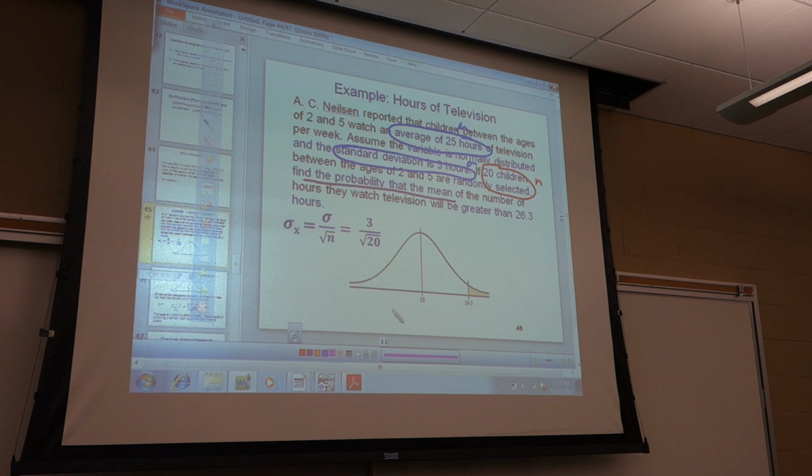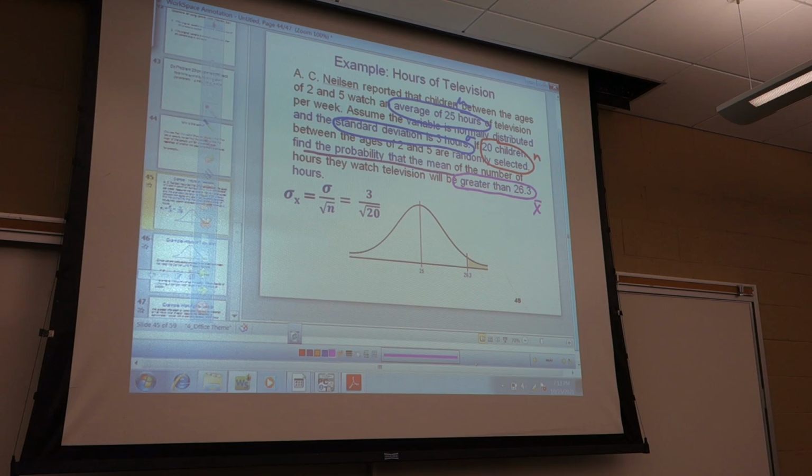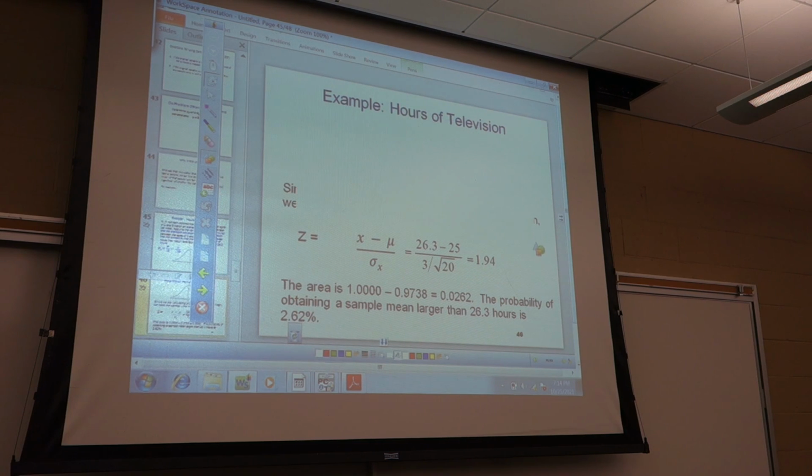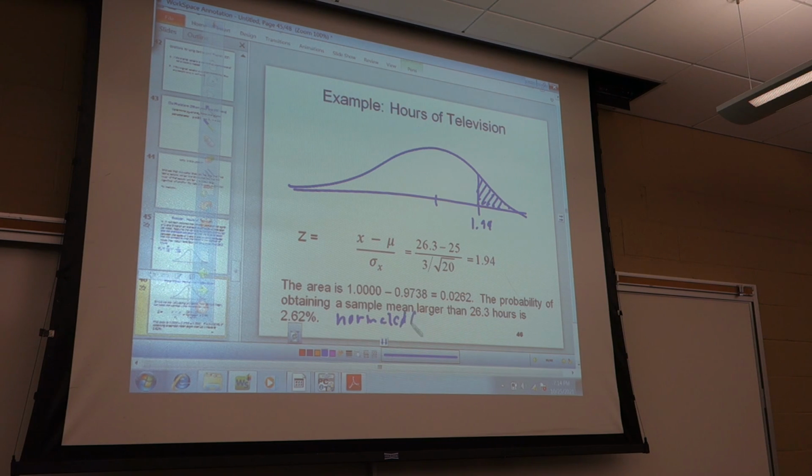Will be greater than 26.3 hours. That's my x, or my x bar. So first I find my sigma. That's going to be sigma over square root of n, 3 over square root of 20. You find that. And then I find my z-score. Right? So take my x bar, subtract the mean, divide by the standard deviation, I get 1.94. So then when I draw my picture, here's my notch, 1.94. I want larger than, so it's going to be over here. So then I do normal CDF of 1.94, comma, any large number. This is infinity out here. Pick 600, and you'll get 0.0262.